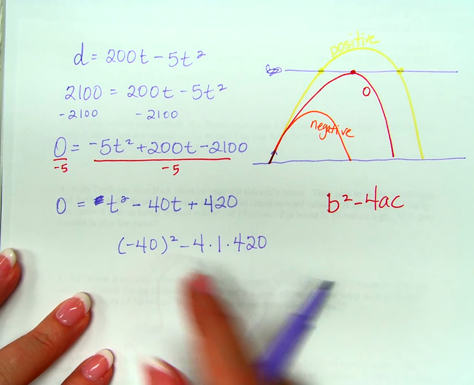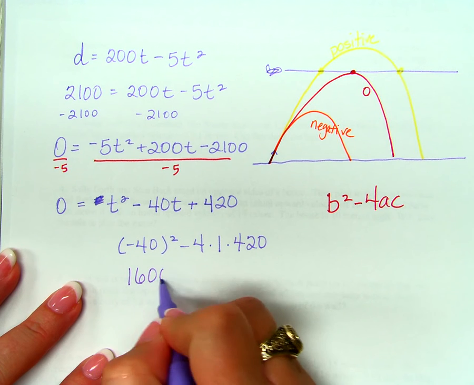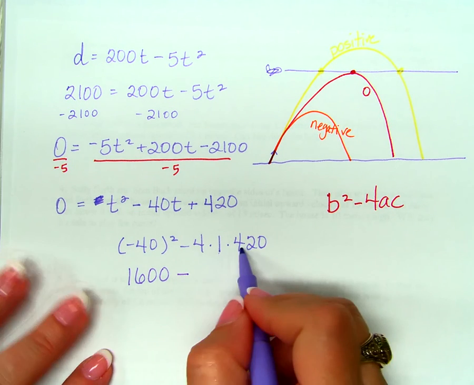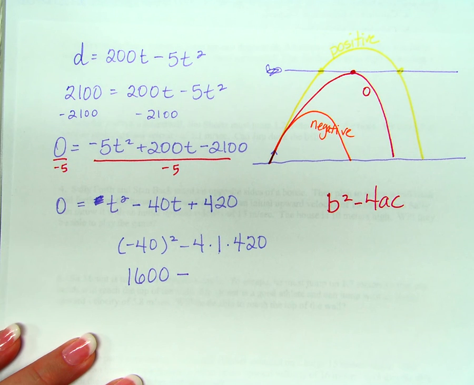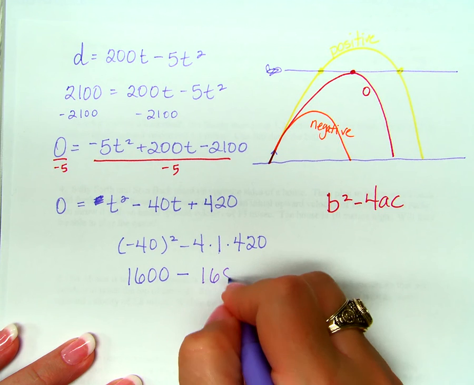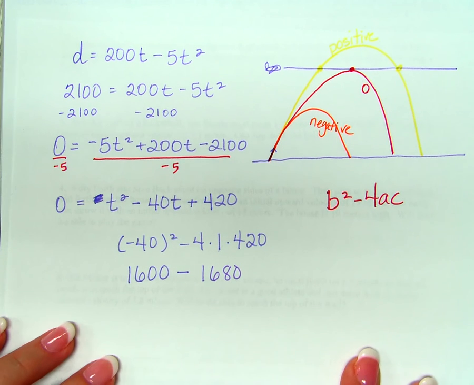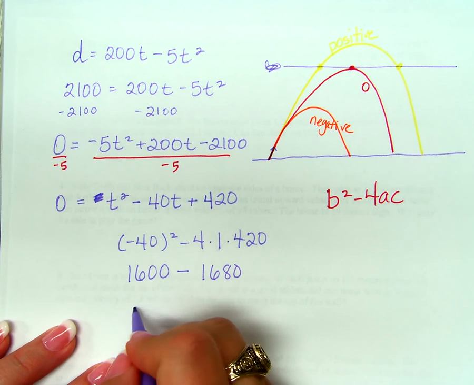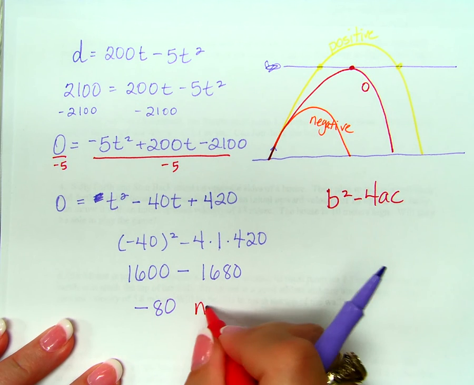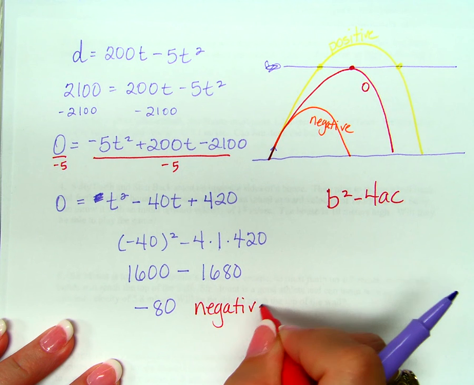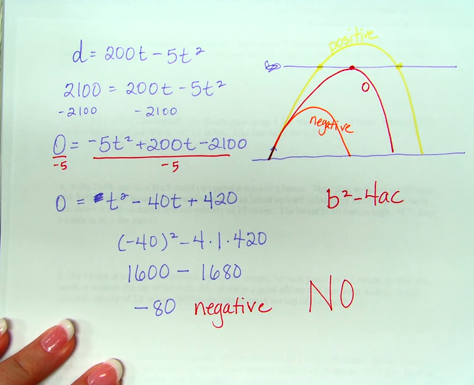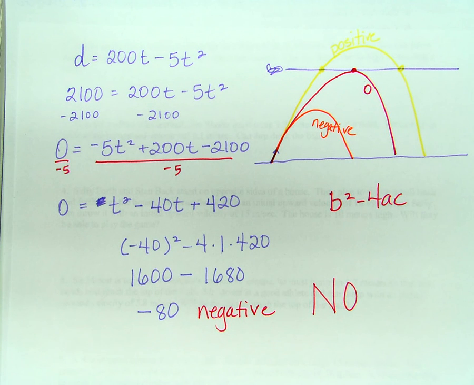Negative 40 squared is 1600. What is 4 times 1 times 420? What is it? 1680. Okay. What is 1600 minus 1680? Negative 80. So my discriminant is negative. So the answer to the question is no. Questions?